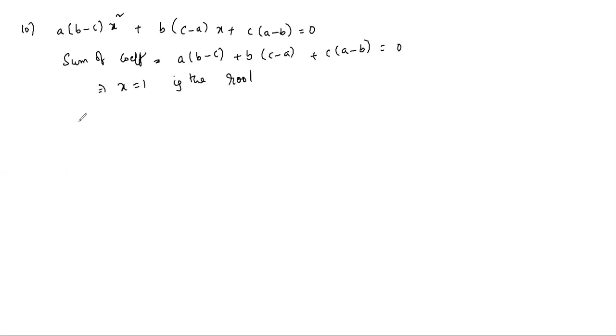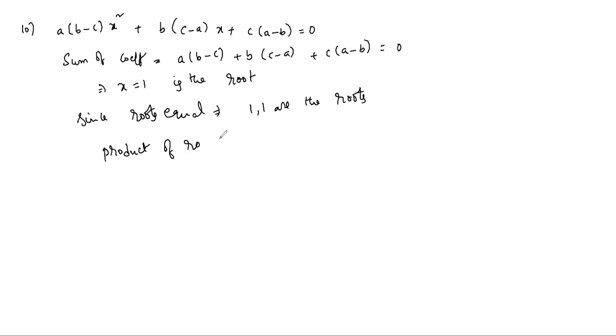Since roots are given to be equal, what are the roots? 1 comma 1 are the roots. Taking the product of the roots, the product of the roots is c by a. This is c, this is a. So c into a minus b by a into b minus c equals the product of the roots, 1 into 1, that is 1.